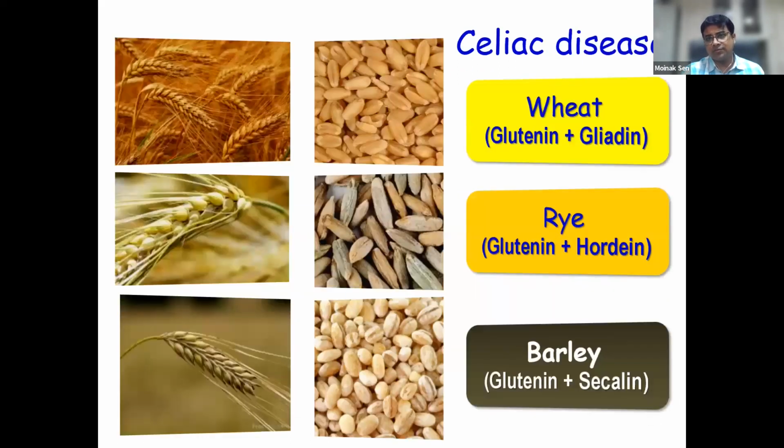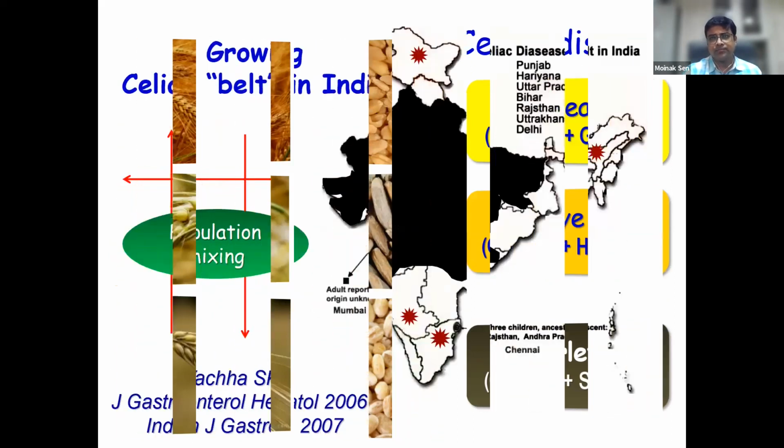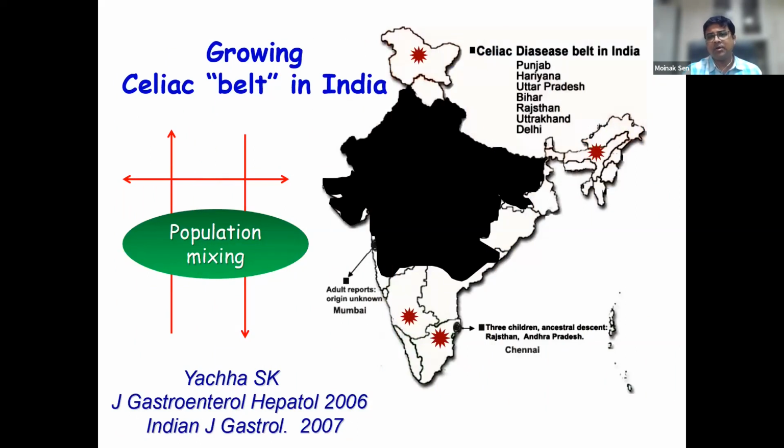In celiac disease, you have to understand that it is not just a wheat allergy. There is allergy to wheat, rye, and barley. Rye is not consumed in India, but barley, they make malt and beer out of barley. So that is also to be restricted in celiac disease.